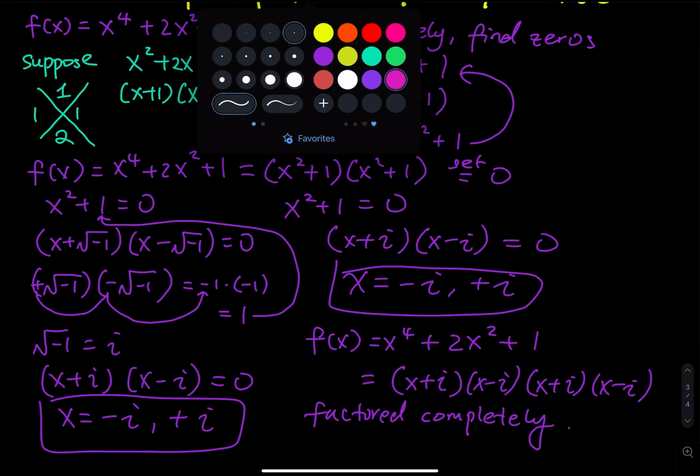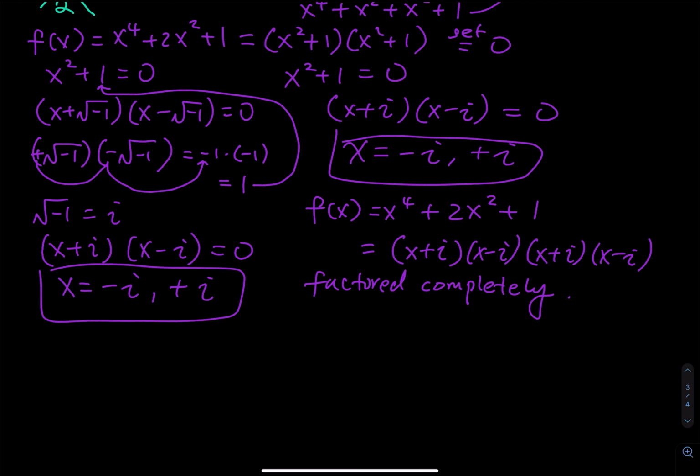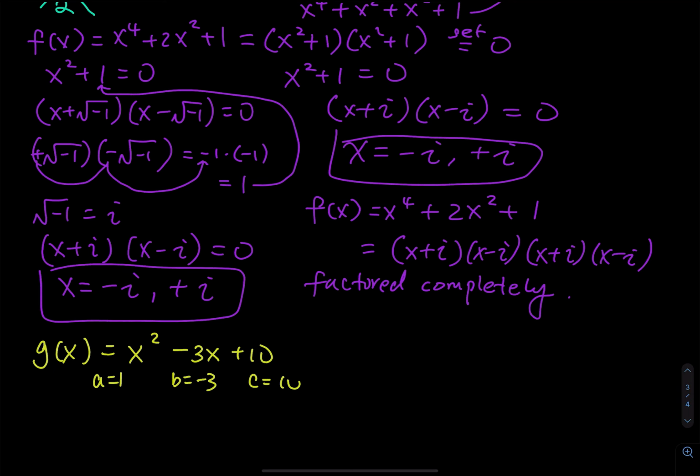Okay, what happened when you see this? Let's use a different color. So how about you have g of x equals x squared minus 3x plus 10. How do you find the complex solution? So this one cannot be factored, then you have to use what? Then you have to use the quadratic formula. So quadratic formula, this is a quadratic function. Quadratic means the highest power is 2. So you have a equals 1, b equals -3, c equals 10.